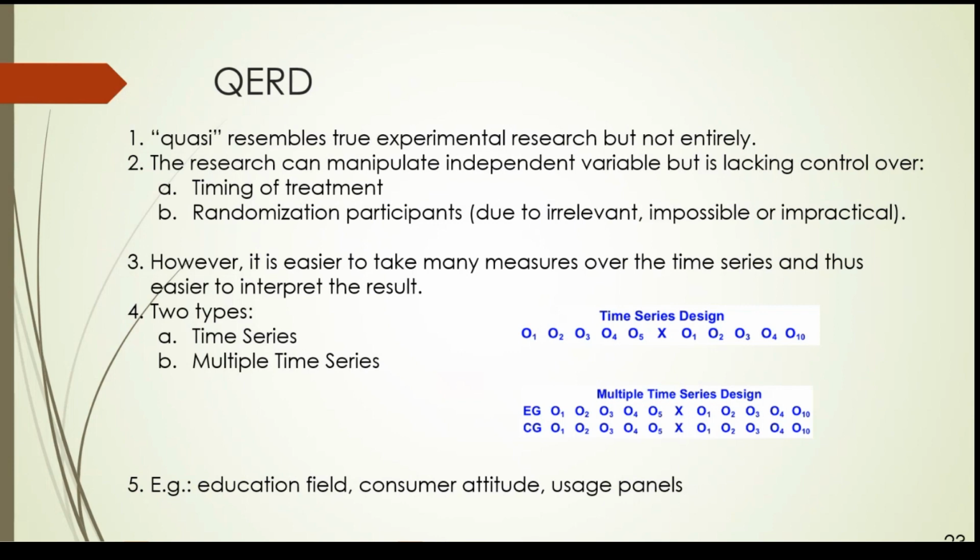So one of the ways to fix that, right, when we don't have enough sample, is to repeat the experiment multiple times. So you have time series. Yeah, you have multiple time series. So okay, let's say you can have experimental group and control group. Yeah, and then we do it multiple times. Okay, we introduce the treatment, and then we take the measurement over the time series. All right.